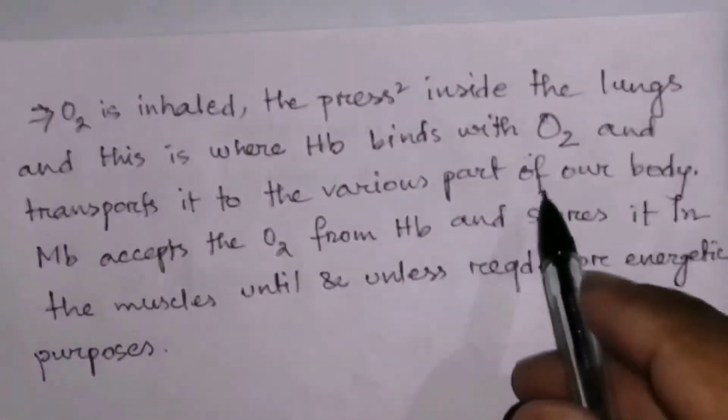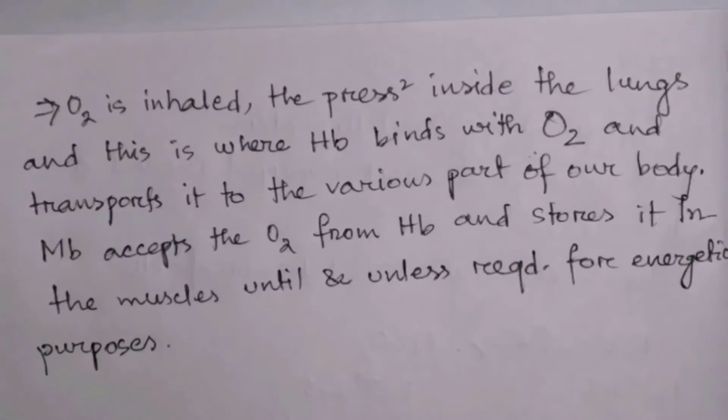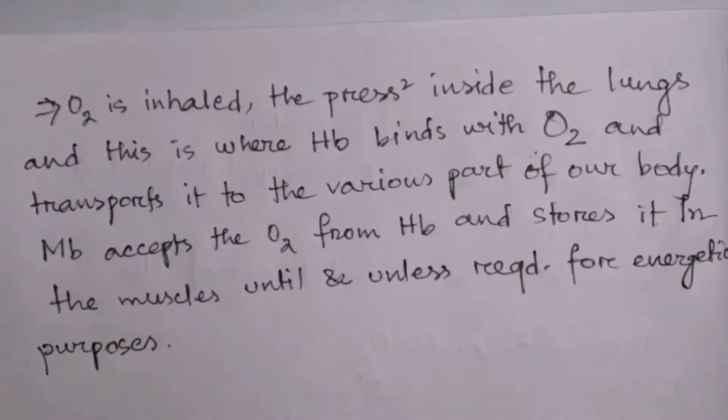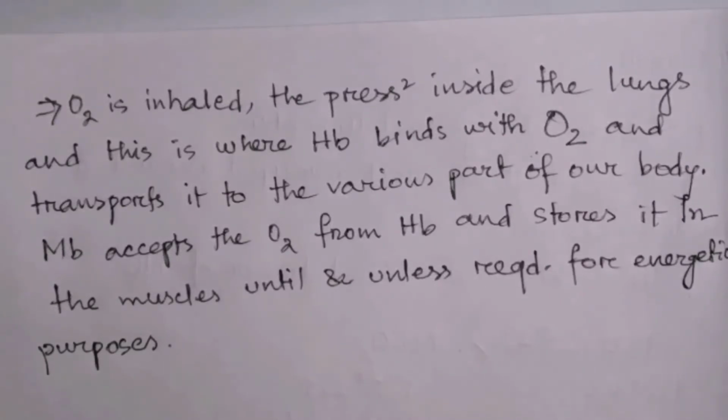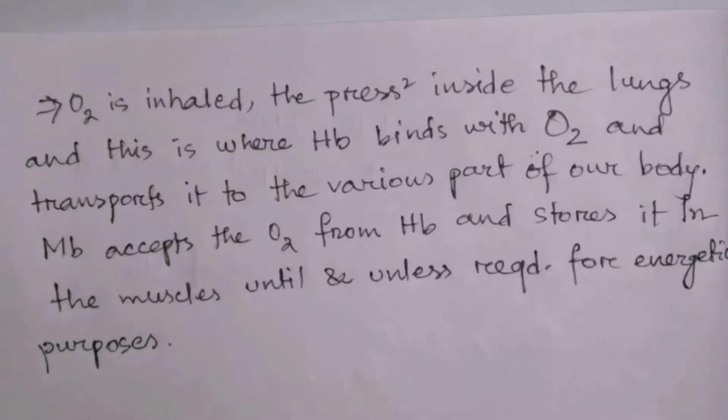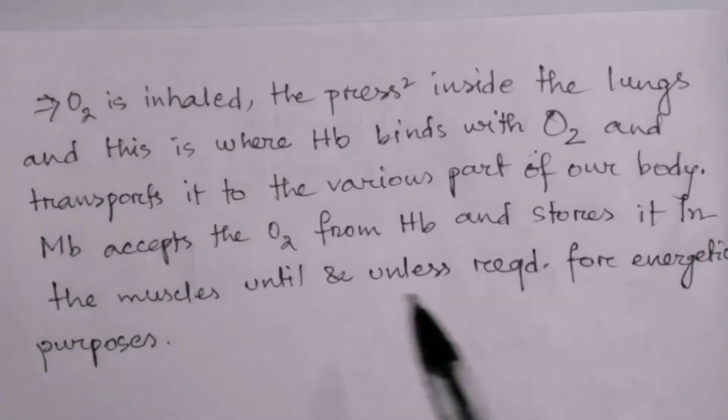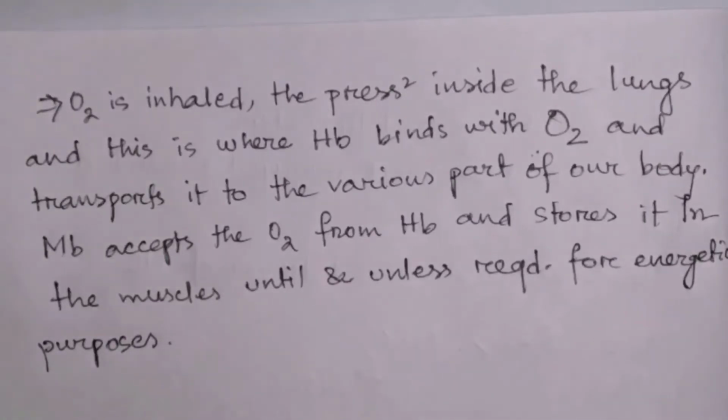Hemoglobin binds with oxygen at high pressure conditions and has low affinity at low pressure conditions. So, whenever it reaches the muscles where the pressure is low, it loses its affinity, and myoglobin, which is an oxygen storage metalloprotein, has a high binding affinity to oxygen at low pressure conditions, and so it binds with the oxygen in the muscles and stores it.